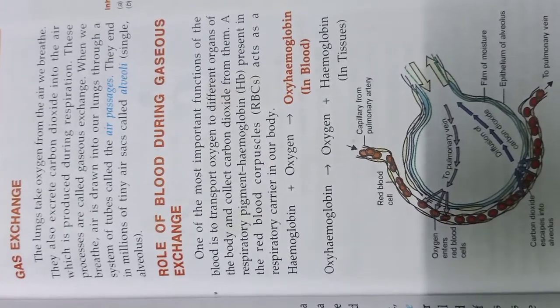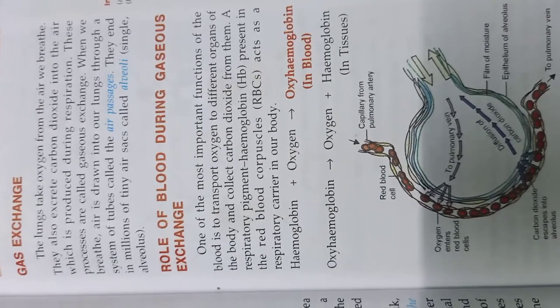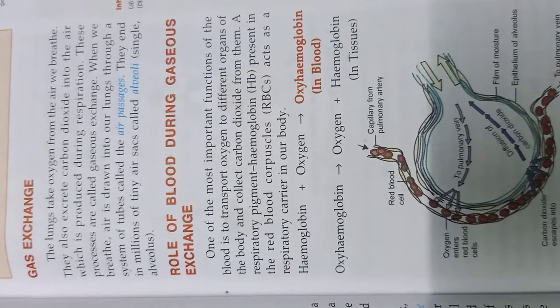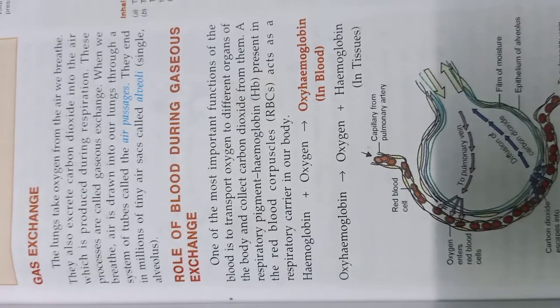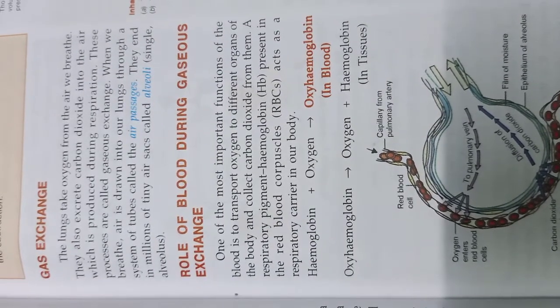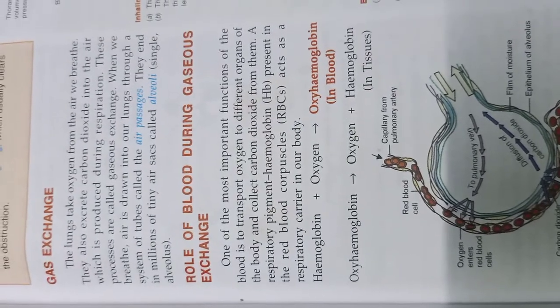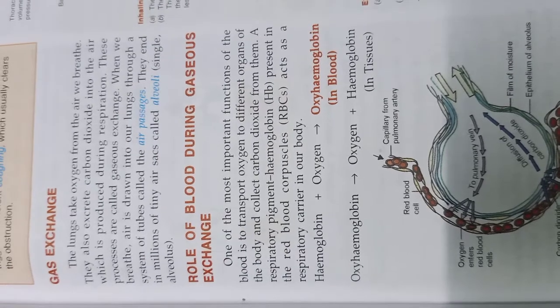Now one of the most important functions of the blood is to transport oxygen to different organs of the body and collect carbon dioxide from them. So this is one of the most important functions of the blood, that it transports oxygen to different organs of the body and it collects carbon dioxide from them.